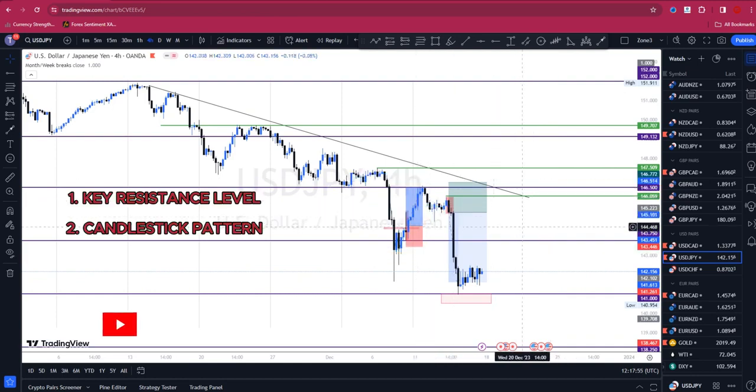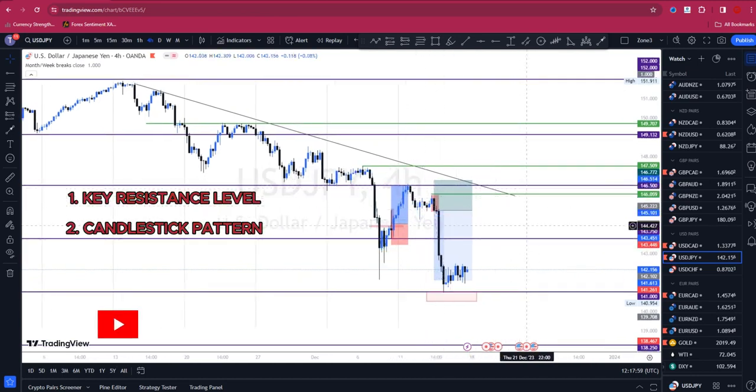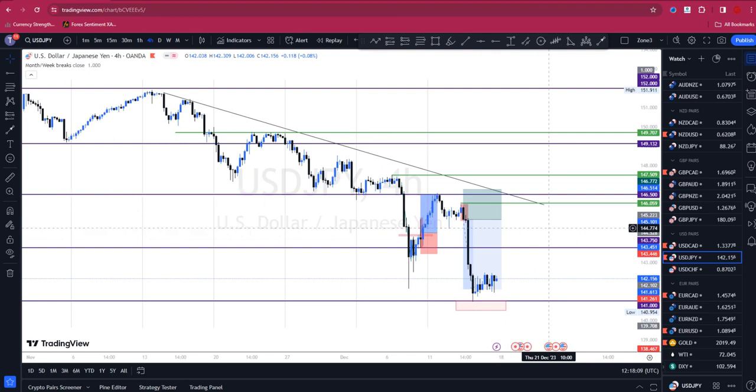So as you can see, in this trade we only looked at the key resistance level, and then we also looked at the candlestick confirmation. I will bring in more videos on candlestick confirmation and some of the basic things that you need to know before you take a trade.